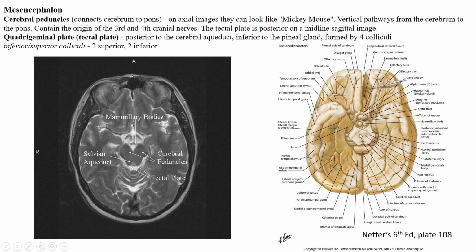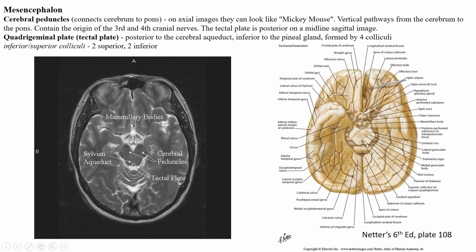This red nucleus is sort of like the eyes, and then here you have the Sylvian aqueduct, and you can see how small that is. It doesn't go all the way across here behind the pons and the cerebral peduncles as it looks like it does on the sagittal images, but you just have the cerebral aqueduct right in the posterior portion here of the cerebral peduncles. And then behind that is the tectal plate or the quadrigeminal plate.